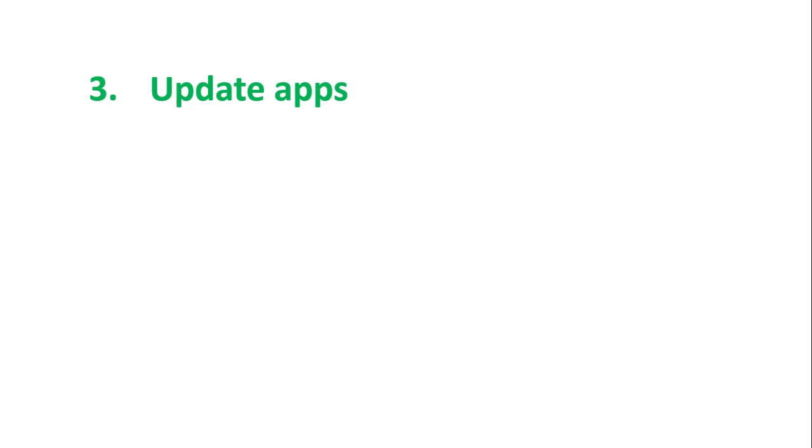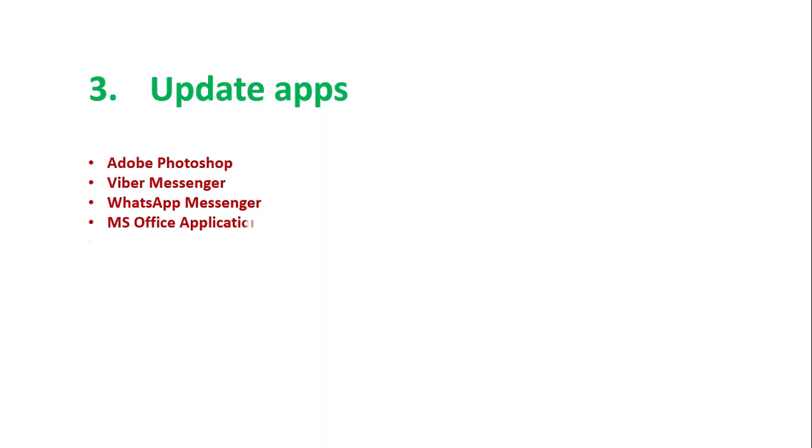Tip number 3. Update apps. Outdated apps can also cause your device to run slower, and usually this is due to bugs or compatibility problems with a new version of Windows 10. While apps you install from the Microsoft Store will update automatically, many traditional desktop apps need to be updated manually, such as Adobe Photoshop, Viber Messenger, WhatsApp Messenger, MS Office applications, AutoCAD, media players, dictionaries, and etc. So whenever you see a new version update is available for any app, you have to immediately update that app for better performance of your Windows computer.